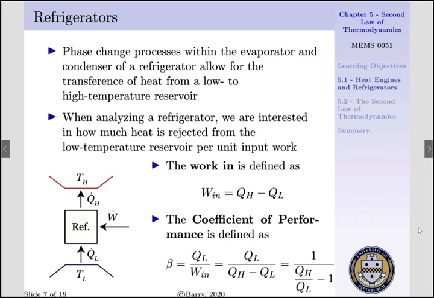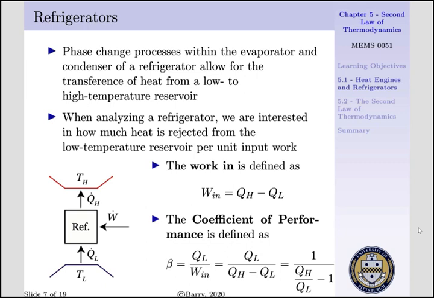Now, this phase change process occurs within the evaporator and condenser. The evaporator are the coils inside your refrigerator. Refrigerant comes in as a saturated liquid or with low quality, and it begins to change phase as it picks up heat from the refrigerated space. Once it has reached a saturated vapor state, it is then run through a compressor, and then this heat is rejected from the condenser to the high temperature reservoir, i.e. behind the refrigerator. Now, this requires work into our system. Our work in is defined as QH less QL.